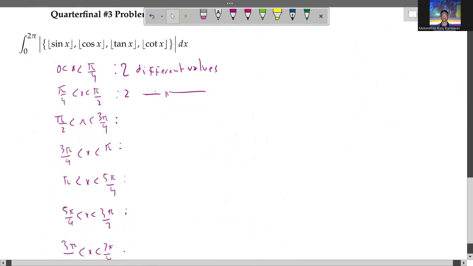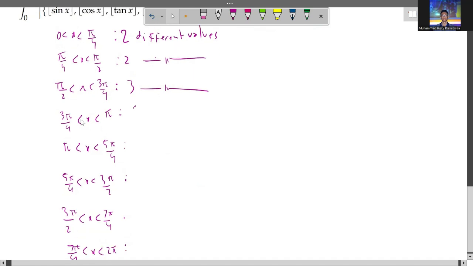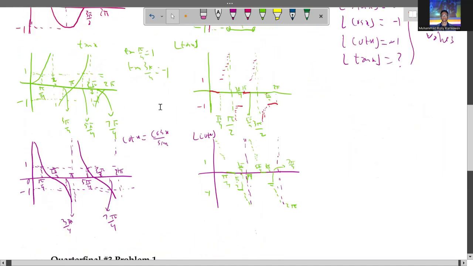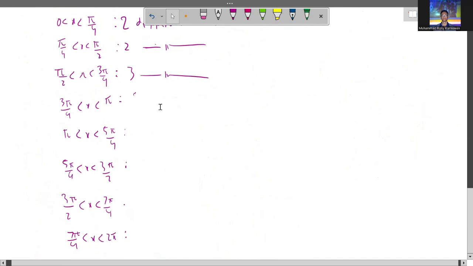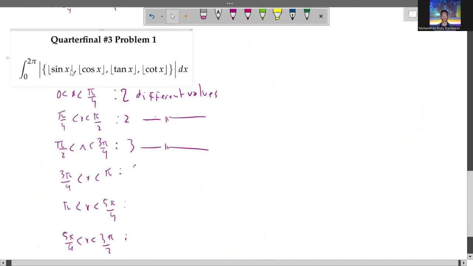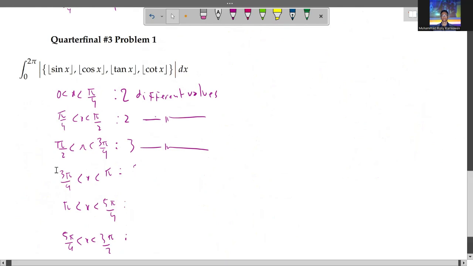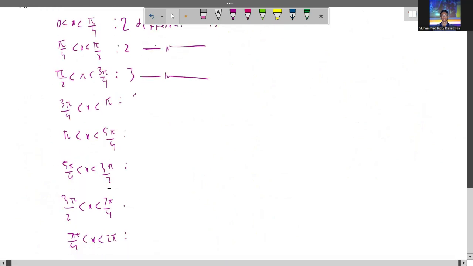Now, I could go on and keep explaining how to find how many different values there are, but I'm going to leave it to the viewers as an exercise to verify that from pi over 2 to 2 pi, there will be at most two values that are equal. And because of that, the cardinality of this set, when x takes values between pi over 2 to 2 pi, is always going to be 3.